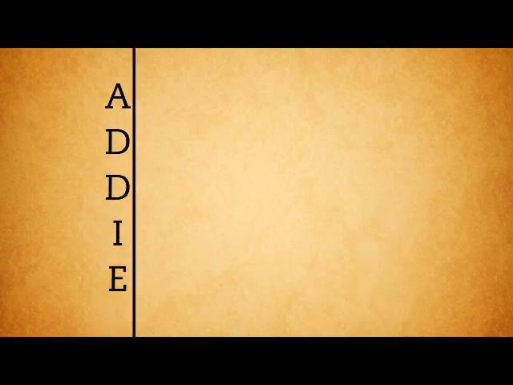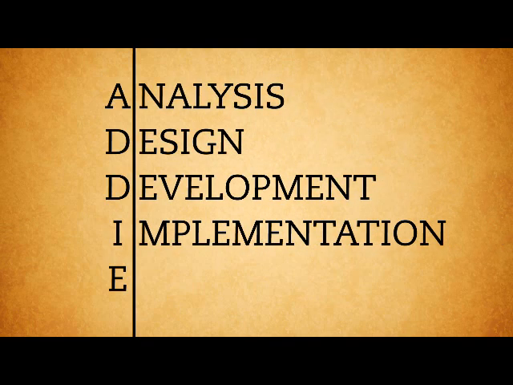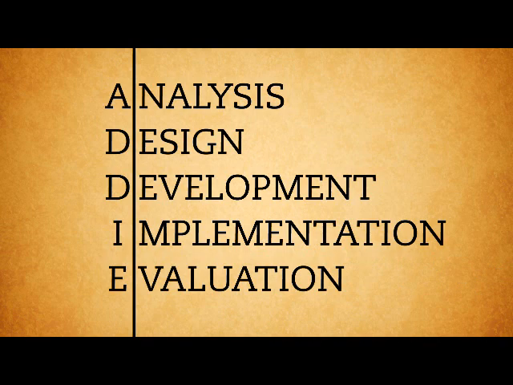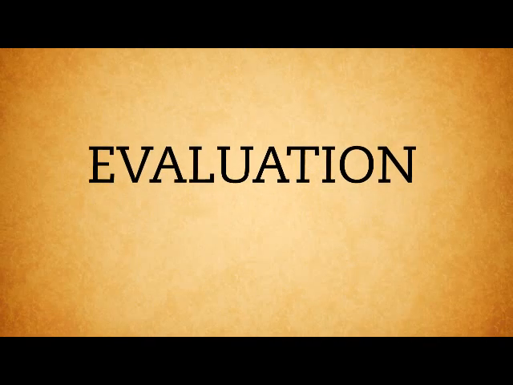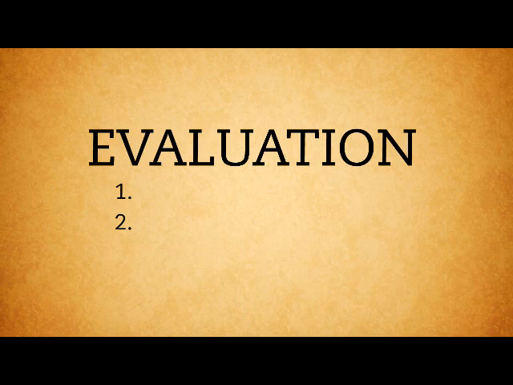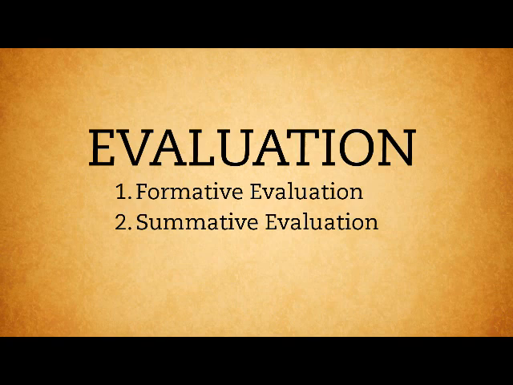The ADDIE model includes 5 phases: analysis, design, development, implementation, and evaluation. Let's take a closer look at the 5th phase, the evaluation phase. There are 2 parts to the evaluation phase: formative evaluation and summative evaluation.